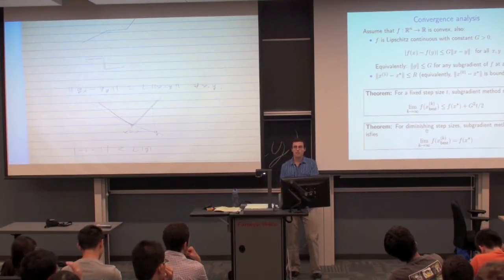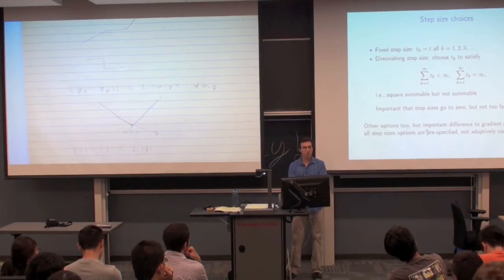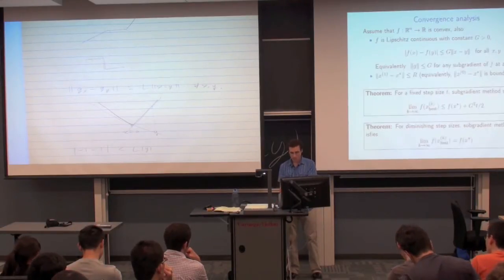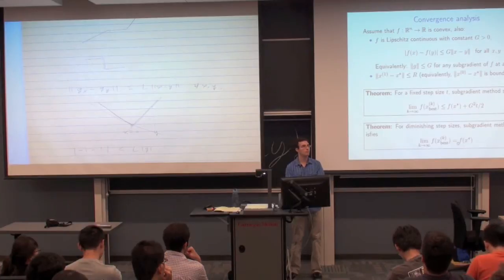For diminishing step sizes, if I choose them according to this prescription where they go to 0 but not too fast, then we can actually prove that it converges to the minimum. It actually will give us a minimizer in the limit.